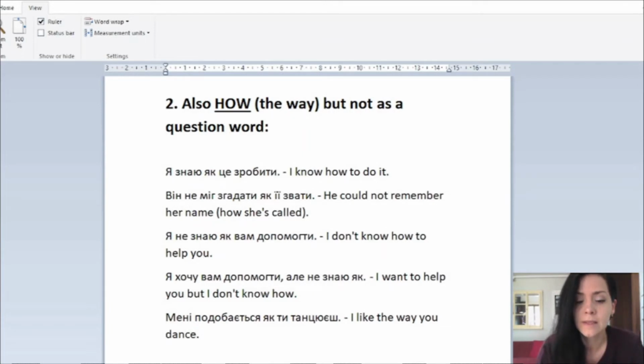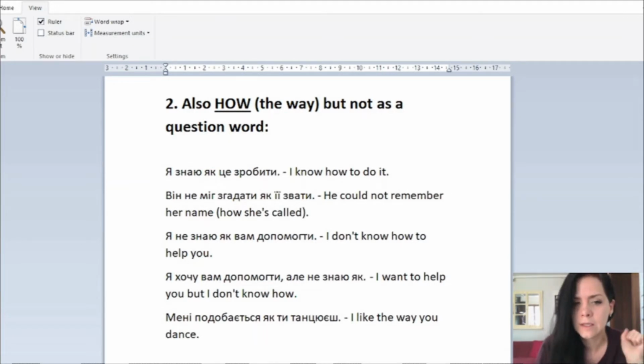Те means it, and зробити means to do. Okay? So that means I know how to do it. Again, we used як as how here, but we didn't ask any questions, right? So we can say I know the way to do it, right? Я знаю, як це зробити. Or we could say I know how to do it.